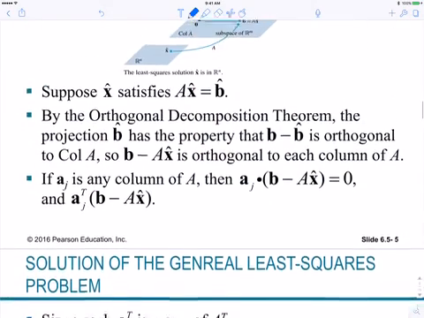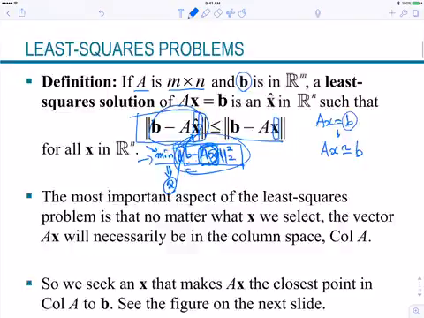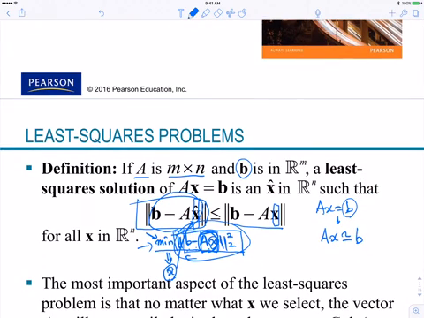Okay, and then let's study how we can compute this x hat, that minimizes this difference, the length of the difference vector.